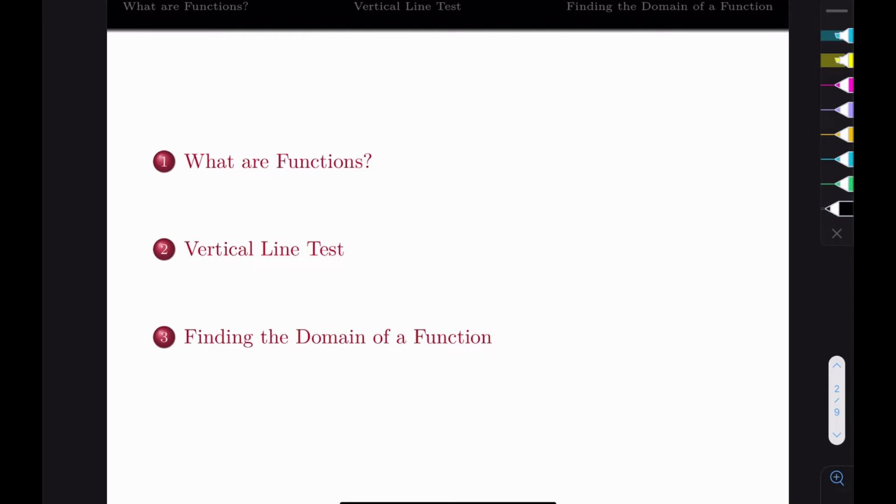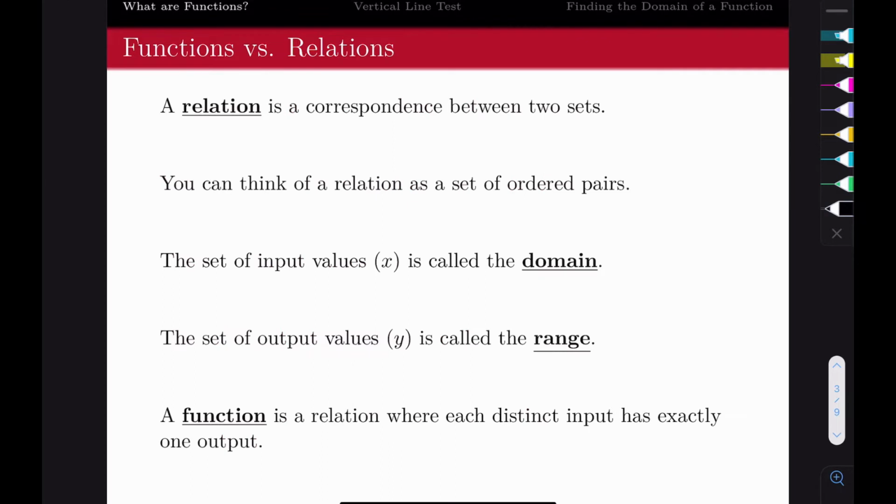Then we're going to go through the vertical line test, which is going to help us identify if something is a function or not. And then how do I talk about finding what's known as the domain? And that's going to be one of our most important things we do throughout the semester. So first and foremost, we're going to begin with our main kind of topic, which is a relation.